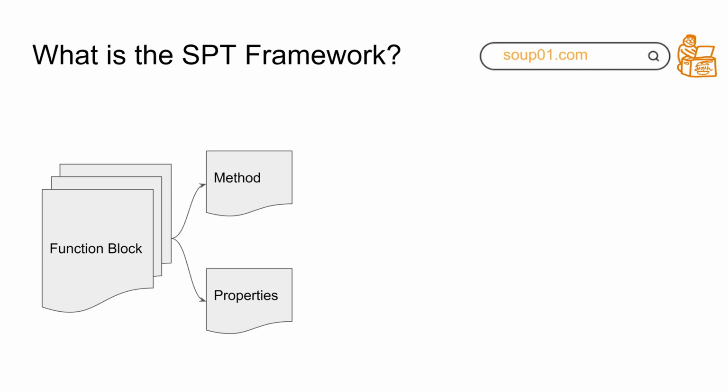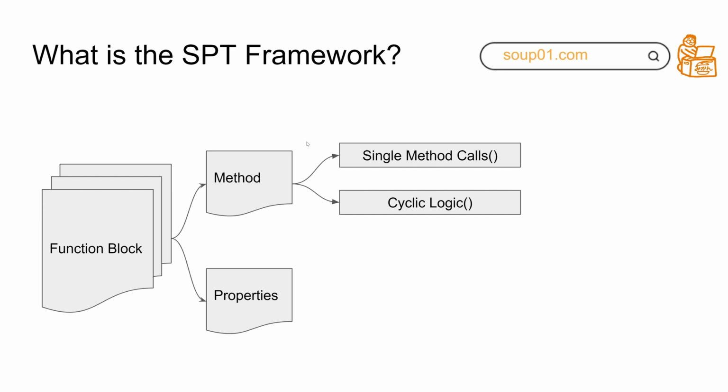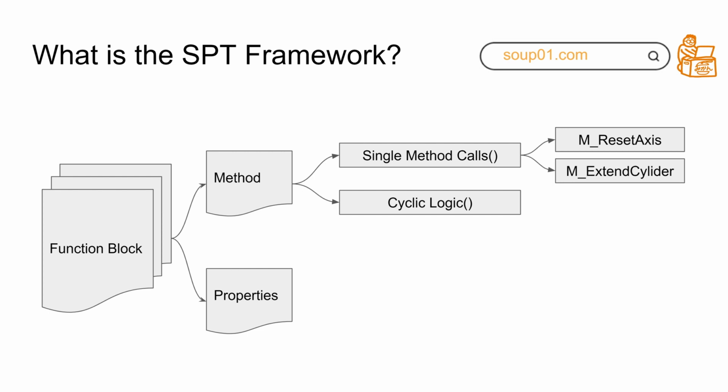So let's get back to the topic. For the methods that we have, there are two types of method. One type is called single method call, and the other type is called cyclic logic. Single method call is just like the English that you see here: it is called just one time, when you execute one time. So how can you use this type of method? You can use it, for example, to reset your axis, to extend the cylinder, or to log some message, something like that.